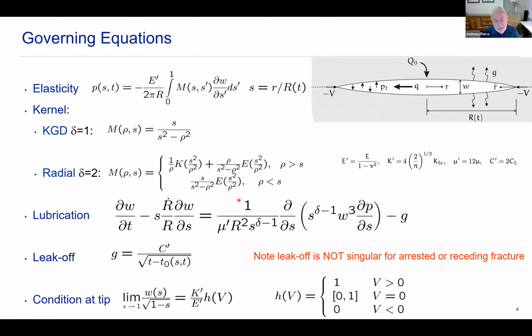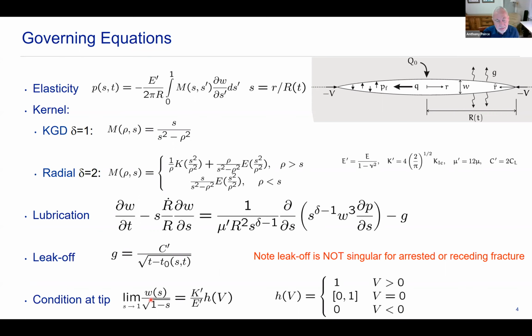The lubrication equation assumes this form, and delta is one of these two parameters. We're going to model our leak-off in this situation on Carter leak-off, but the analysis that we perform is actually independent of what type of leak-off you're dealing with. It just can't be singular, and we assume it's just a function of time.